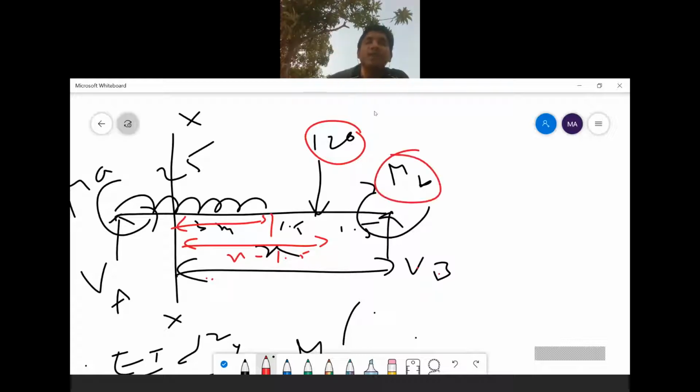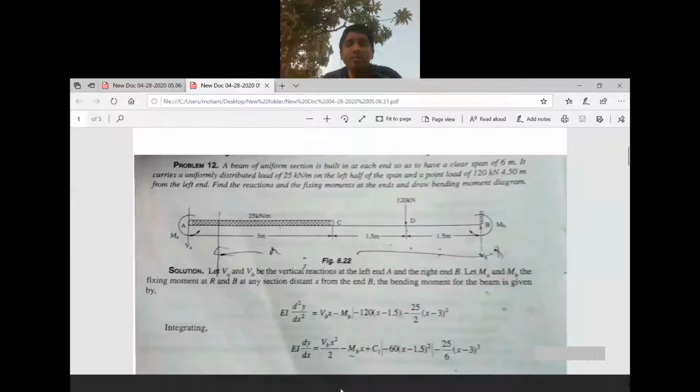Here you have this value also. In which direction is it acting? It is acting in a clockwise direction. When you see the problem, it is VB into x minus MB. VB into x is acting in an anti-clockwise direction. From the right side, anti-clockwise is positive.